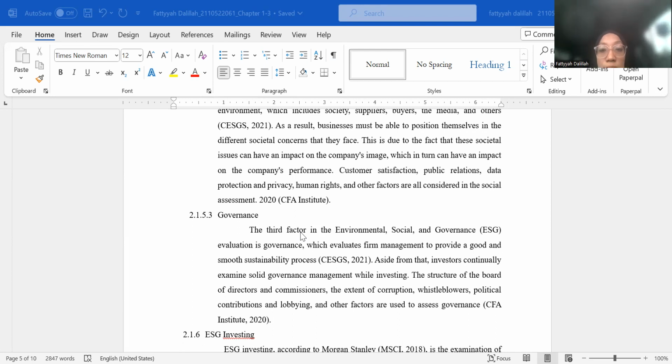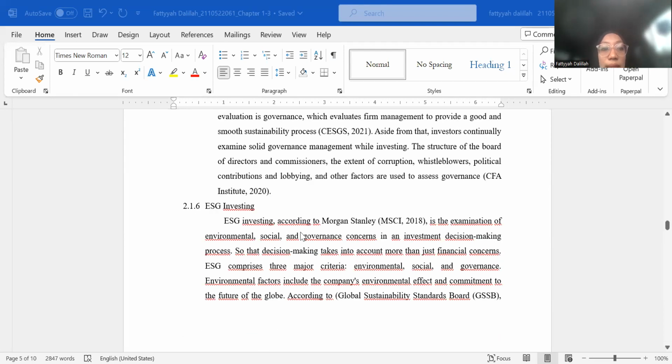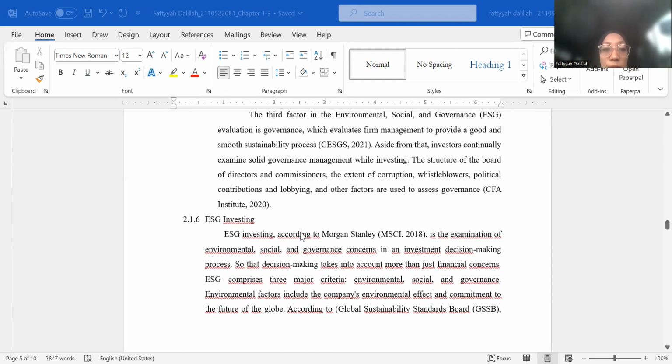And the next one is ESG investing theory. According to Morgan Stanley, ESG investing is the examination of environmental, social, and governance concerns in an investment decision-making process, so that the decision making takes into account more than just financial concerns.